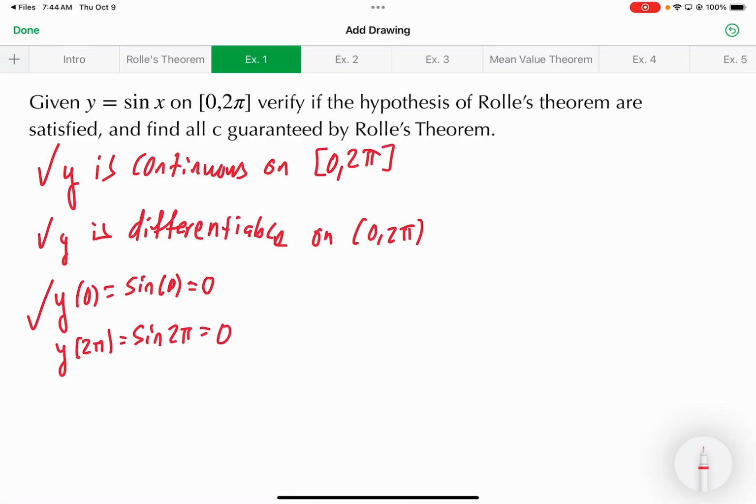so I can use Rolle's theorem to find those c values that are guaranteed by that theorem. Okay, so what that looks like is now I need to take my derivative. So y prime is equal to cosine of x.